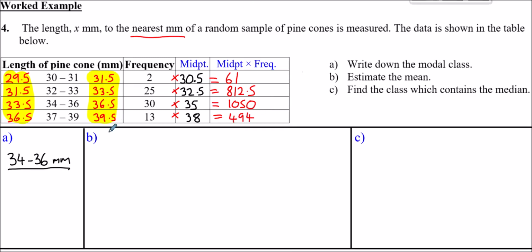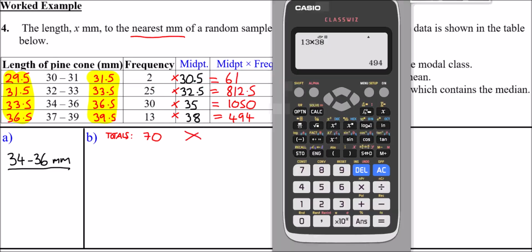And so if we total up these values, the total of these, 2 plus 25 plus 30 plus 13, that should come to 70. We don't total the midpoints, but we do total these. So 494 plus 1050 plus 812.5 plus 61. That gives us a grand total of 2417.5.